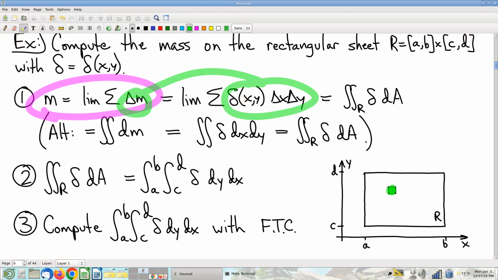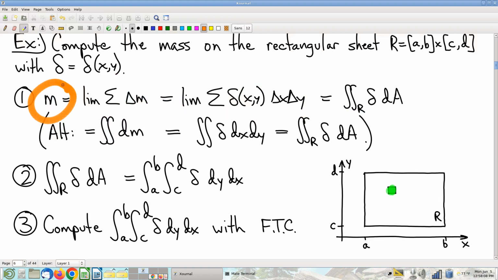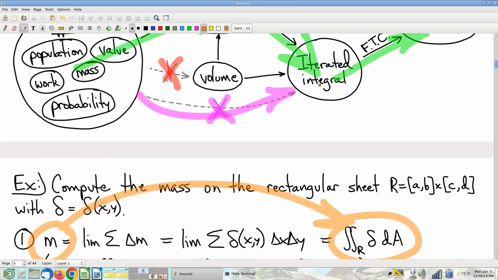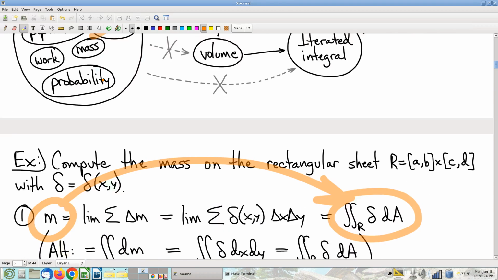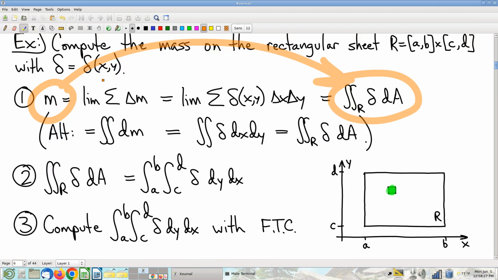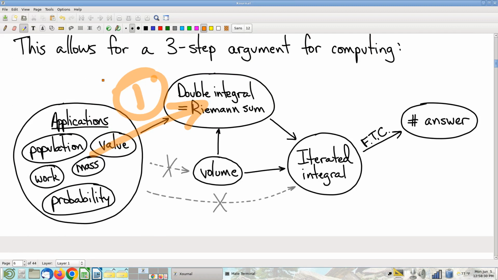And then, finally, we say, oh, sweet, check it out. This is literally a Riemann sum. This is literally the definition of this double integral. So, step one, we have this immediate, no funny business argument that mass can be computed with a double integral. That is our first step here, what I like to call phase one of the argument. We've written an application as a double integral. Everybody cool so far?